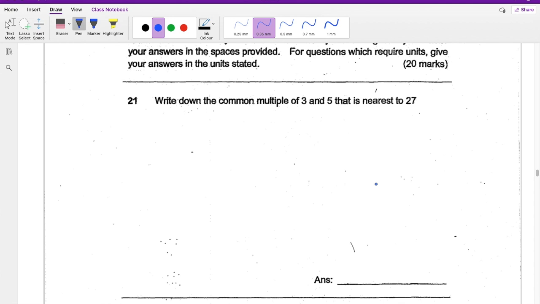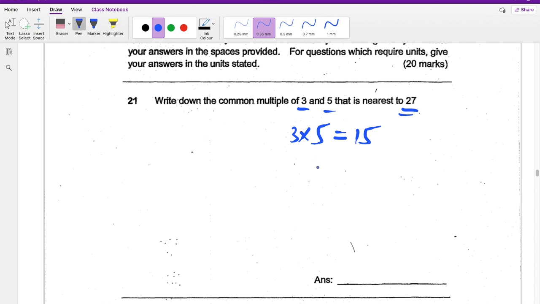Okay, let's see question 21. Write down the common multiple of 3 and 5 that is nearest to 27. Let's list out some common multiples of 3 and 5 first. 3 and 5 are both prime numbers, meaning 3 only has factors 1 and 3, and 5 only has 1 and 5. So the least common multiple of these two is 3 times 5, which is 15.